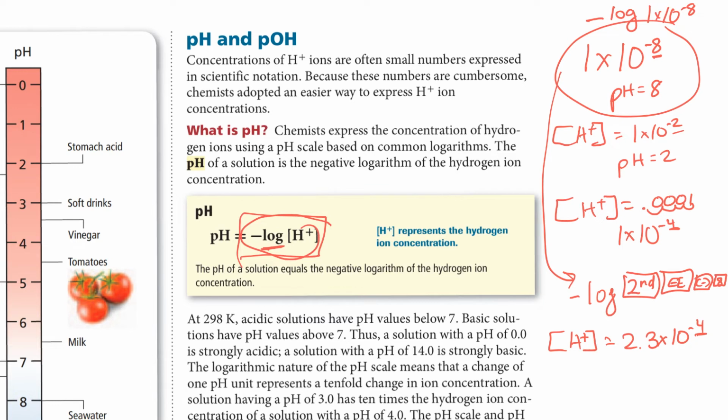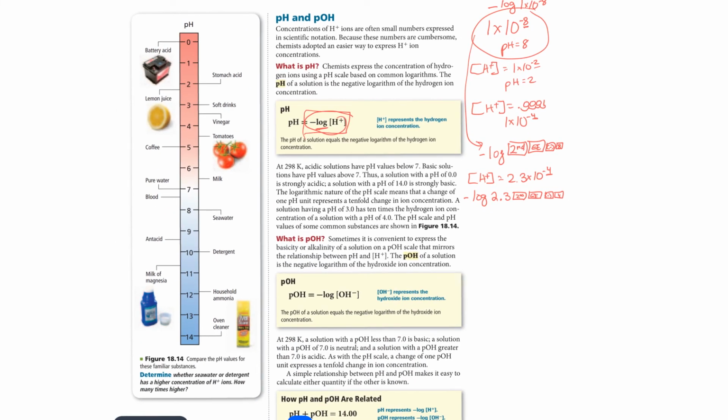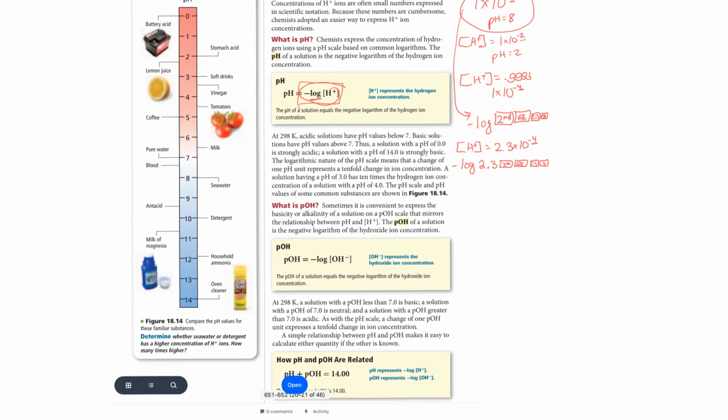So you're going to have to put in your calculator negative log, and if you were using the class set of calculators, you would put 2.3 second EE minus 4. And you put an equal sign, and then it's going to give you what your pH is. Now you can also do pOH the exact same way using the OH minus concentration, but we're not going to be worrying about any of those right now. And again, notice that the pH plus the pOH equals 14.